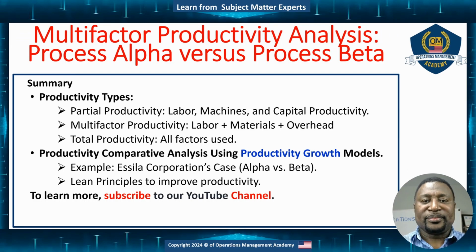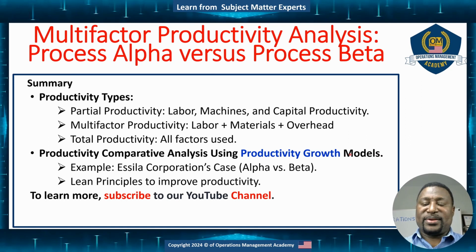As a summary, we reviewed the types of productivity. We have partial productivity, for example labor productivity or machine productivity, where a single input is taken into account. Multi-factor productivity means that more than one input is taken into account. And the third type is total productivity, where all inputs used are included in the calculation. Then we use productivity comparative analysis using productivity growth models.